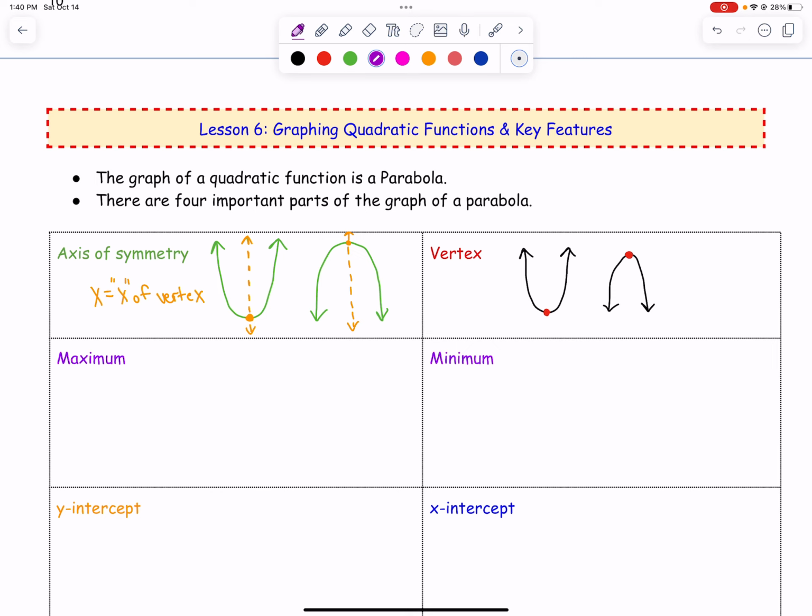So a maximum is when you have a vertex that's the very top, highest point on your graph. And a minimum is when your vertex is the lowest point on the graph. So let's write: the highest point is our maximum. That's usually when our vertex is the highest point, because we're talking about parabolas, but later with other graphs it can mean other things. But for now, it's just where your vertex is the highest point. And the minimum is when the vertex is the lowest point.